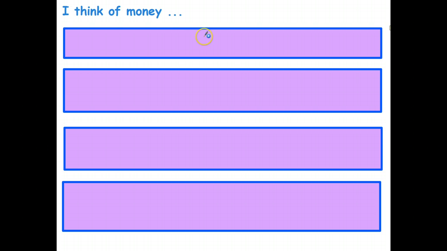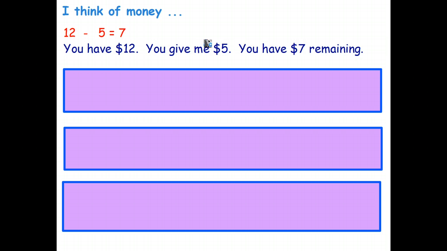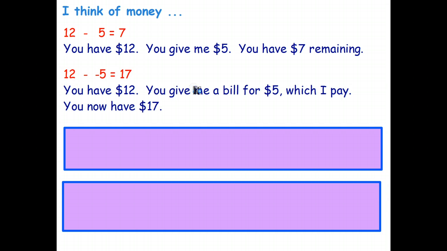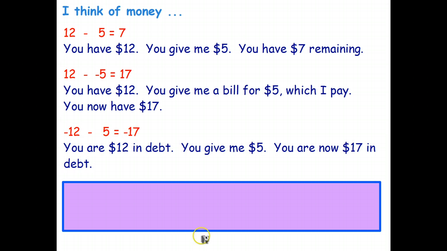So here's one way to think of subtracting. Okay, so 12 minus 5, you have $12, you give me $5, you've got $7 remaining. Here you have $12, you give me a bill for $5, so subtracting negative 5 is giving somebody a bill, which means you're actually $5 better off once the bill is paid, so now you have $17.